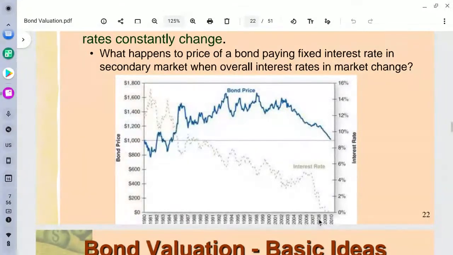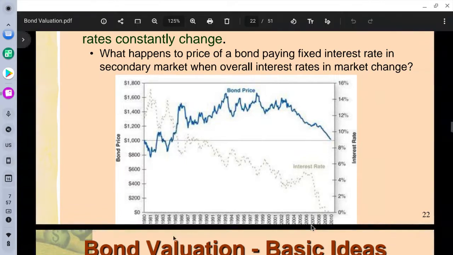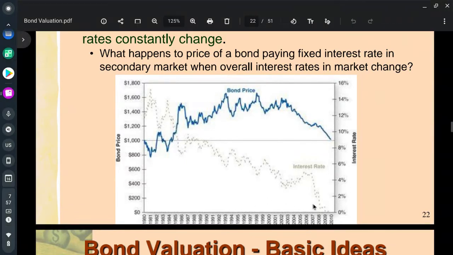This is 2007 through 2008. Interest rate went down almost 5%. Right? Why? The Federal Reserve had to lower the interest rate to stimulate the economy. And then when that happened, if the interest rate is low, the bond price should go up. But actually, bond price didn't go up that much, but it didn't go below the par value.